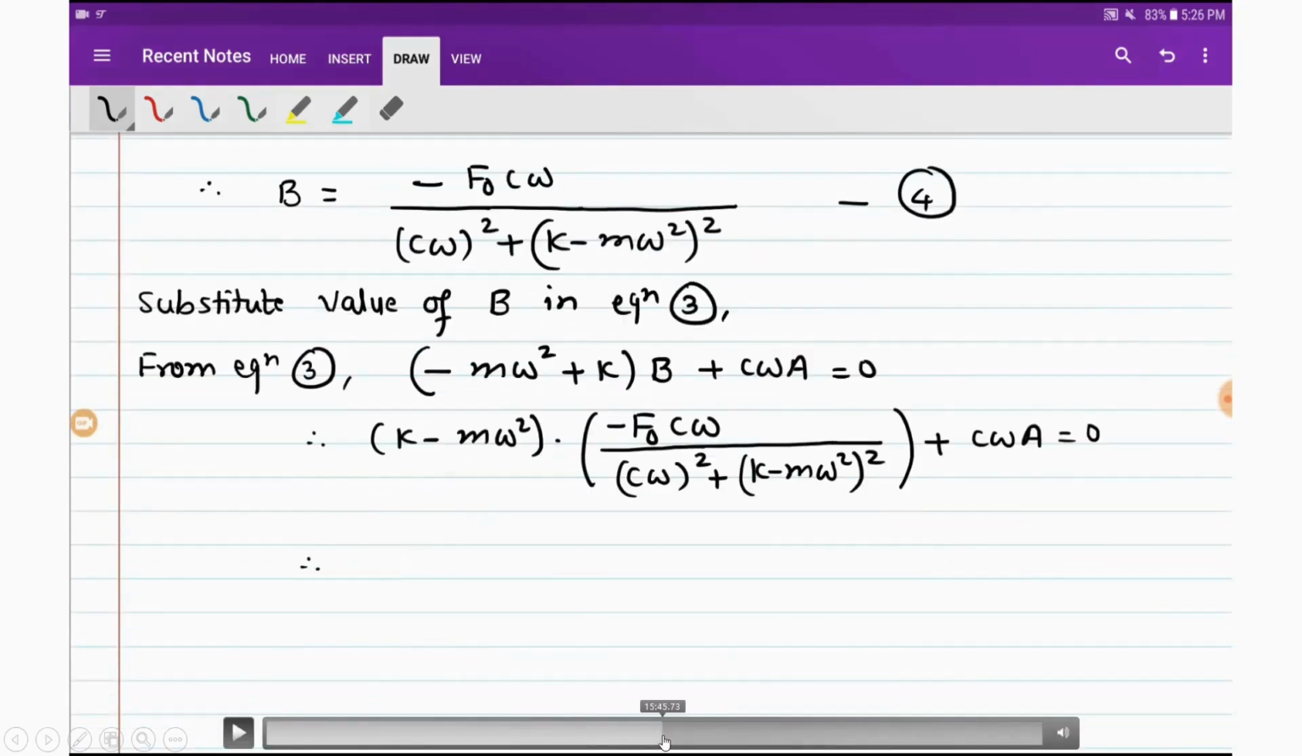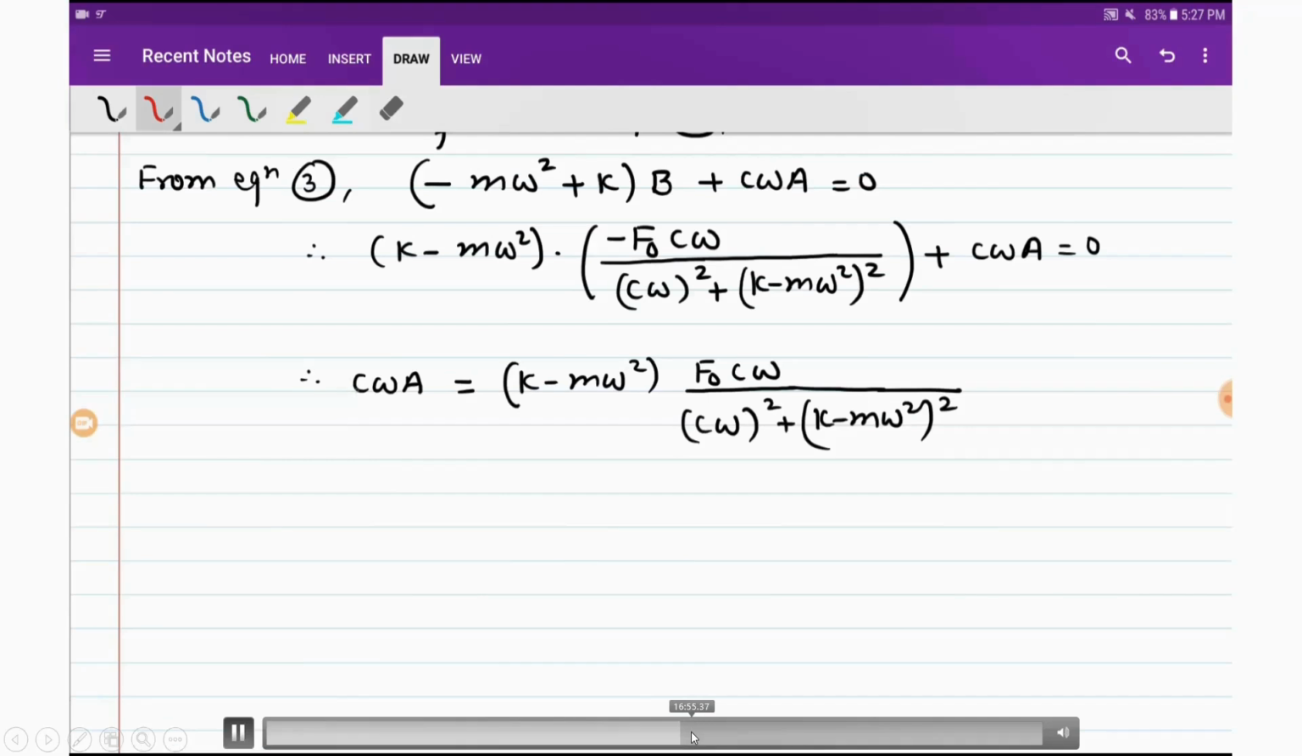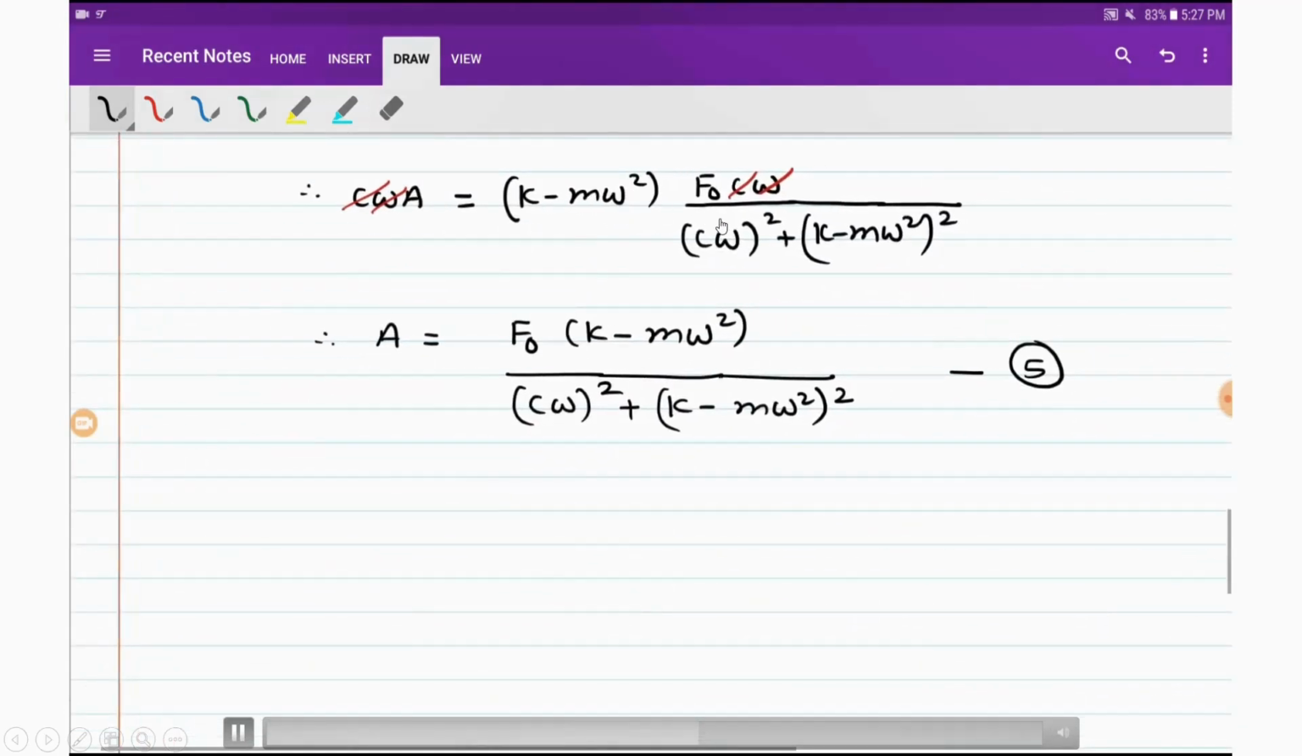So we can say that c omega a will be equal to, now this minus term will go on the other side and become positive. So f0 c omega divided by the denominator, which is the same, this k minus m omega square term is also the same. So c omega we can cancel out from both sides, left hand side and right hand side. So a will be equal to f0 times k minus m omega square, and the denominator as it is. So this is our fifth equation.